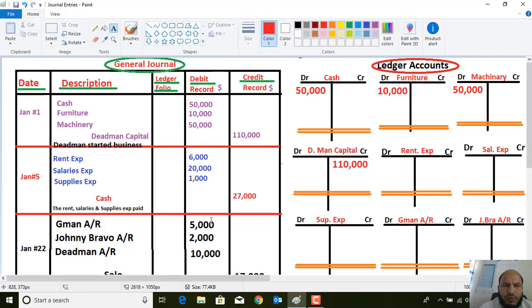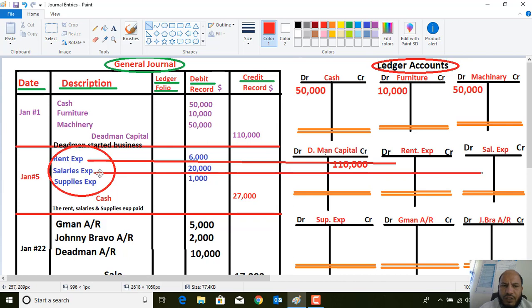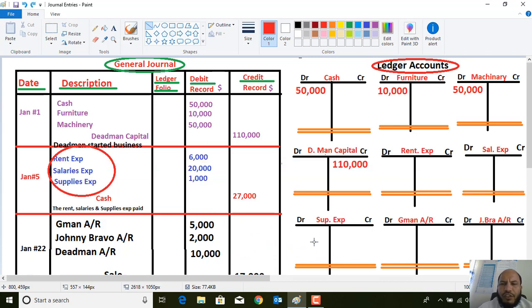Now we will move towards the next debit, where we have rent expenses, salary expenses, and supply expenses. For example, we have a different ledger for each of these three accounts. The rent expenses ledger is over here, the salary expenses ledger is this one, and the supplies expenses ledger is this one. So we will record all these three accounts in their separate ledgers.